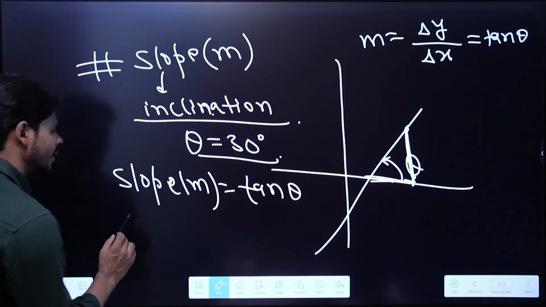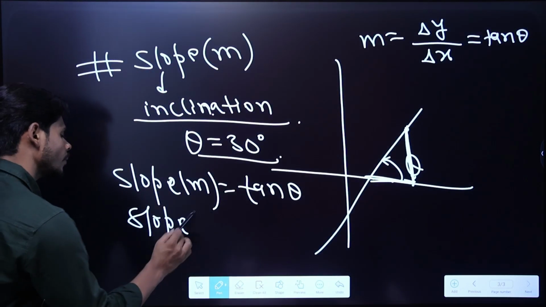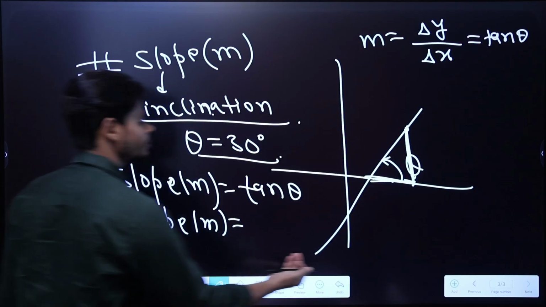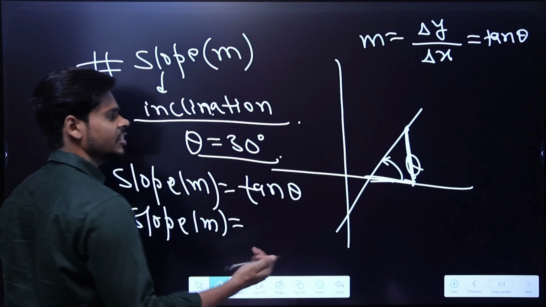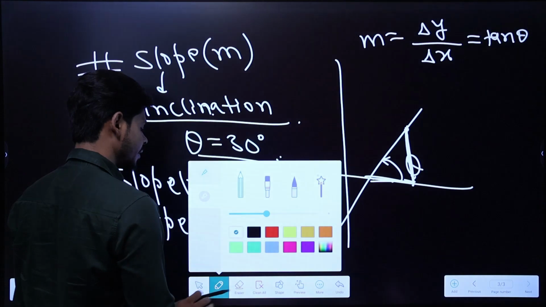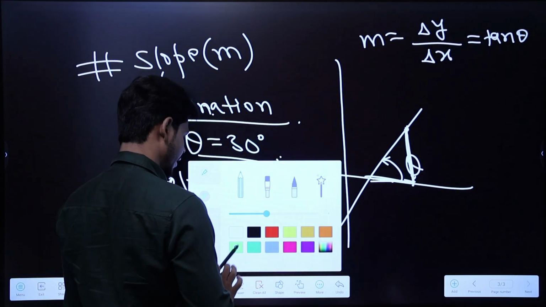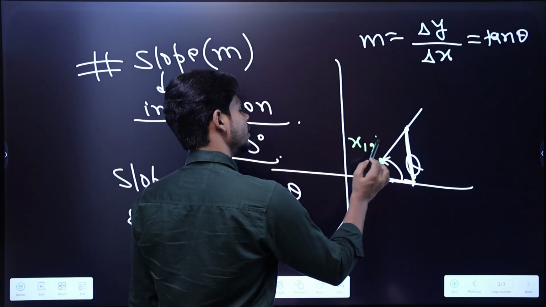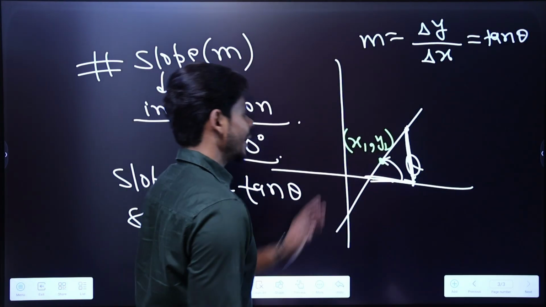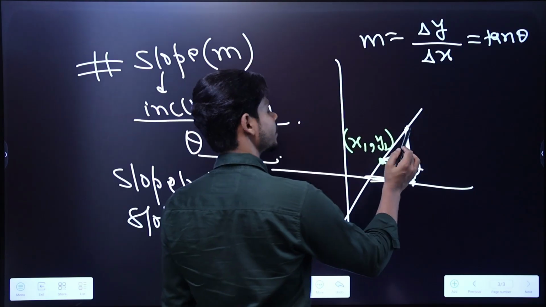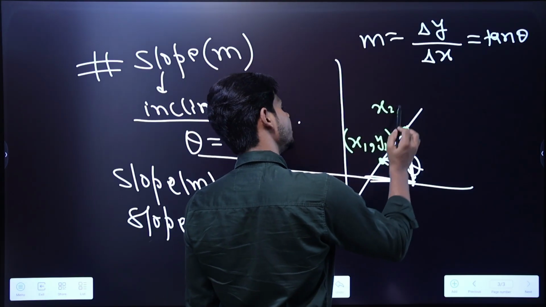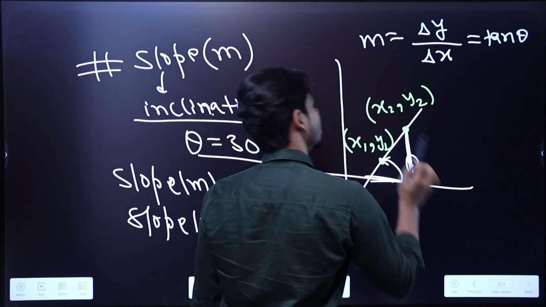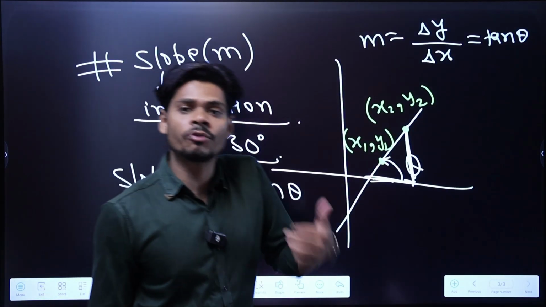Also we can say that slope m is nothing but change in y-axis. What does it mean? Change in y-axis. Let's say a body was initially at this point, and the coordinate of this point would be x1 comma y1, and let's say after some time it came over here, so its coordinate became x2 comma y2. Now what is the change in y?